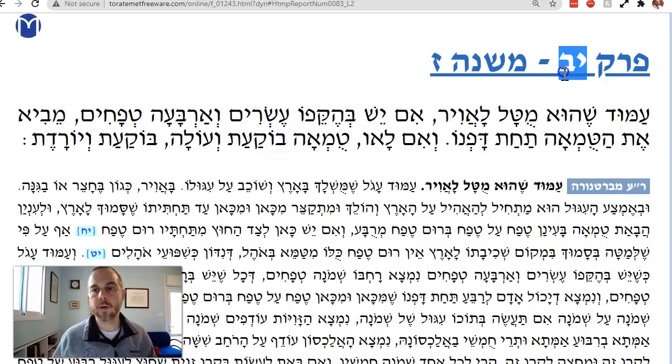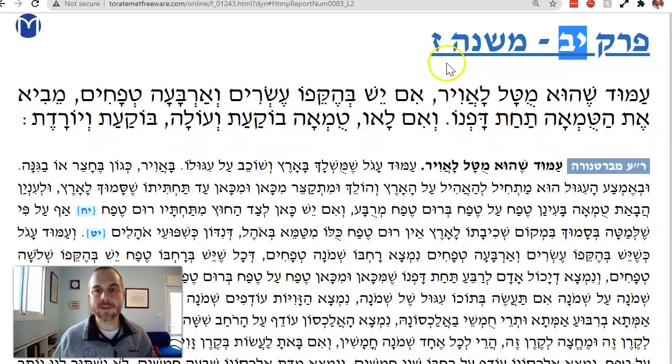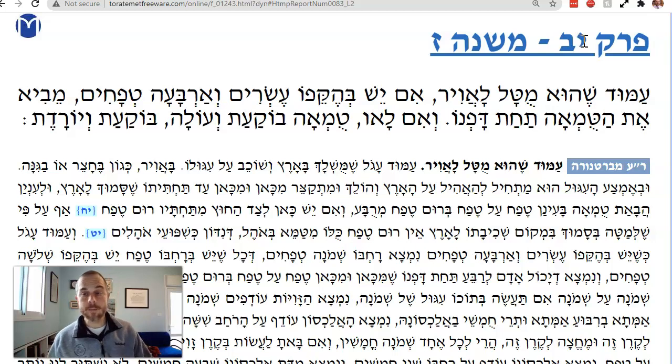We are on Oholot, Perek Yud Bet, Mishnah Zayin, the 7th Mishnah in the 12th chapter of Masechet Oholot. So we're talking about an ohel, and you have to have a potech tefach. You have to have at least an area of a tefach by a tefach, and the height of a tefach, in order for it to be an ohel.